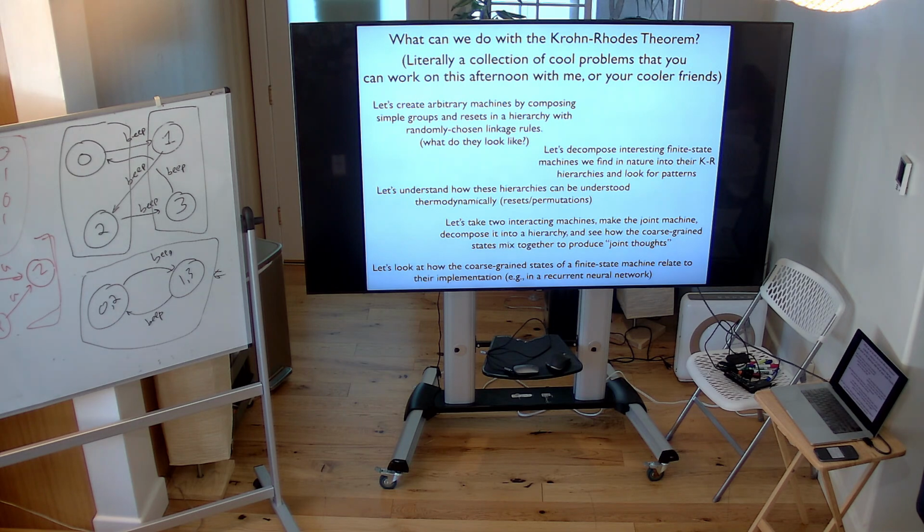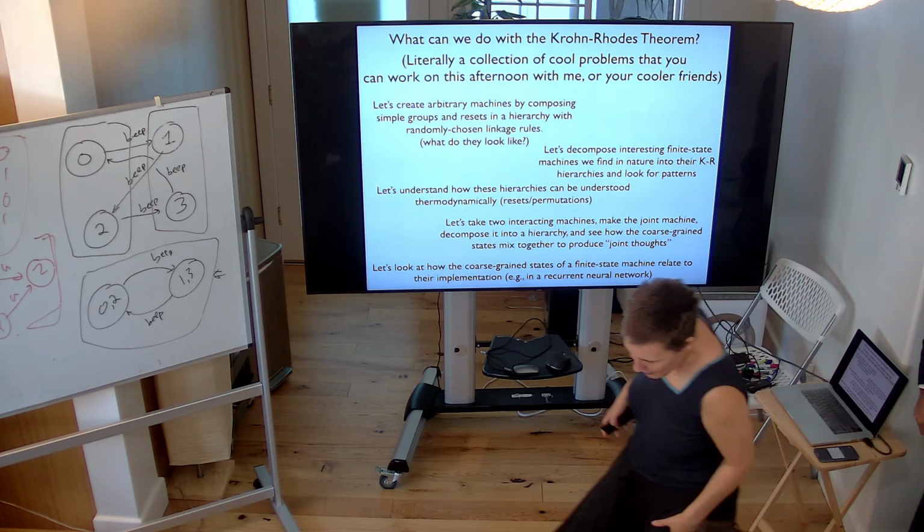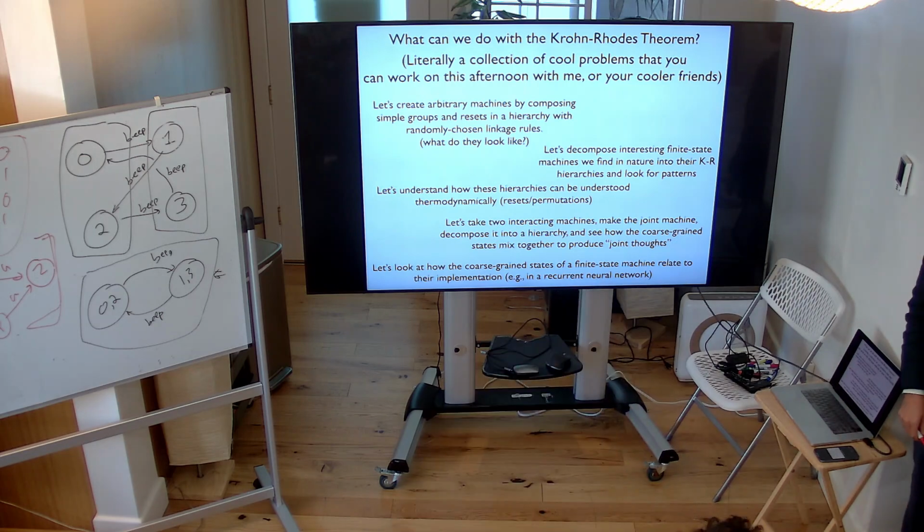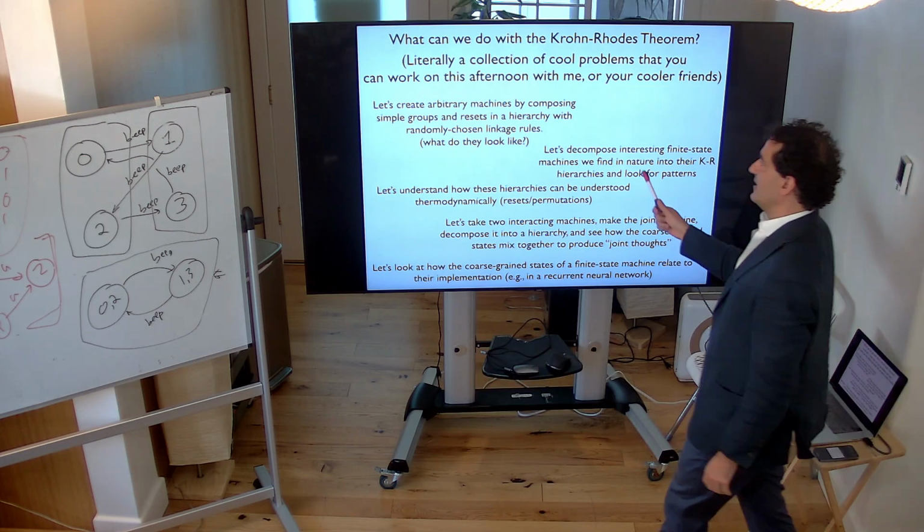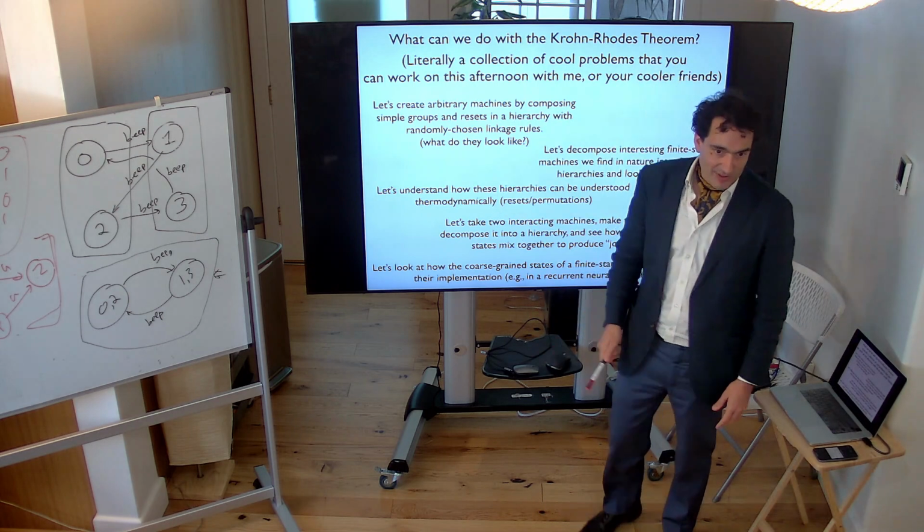So here are some thoughts, right? Let's create arbitrary machines. Let's actually wire these together. We can build these hierarchies. You notice that there's this linking rule that you have to figure out, so how the state of the top level machine influences the behavior at lower levels. But we can just start creating these, right? And just see what they look like. I have no idea, actually.